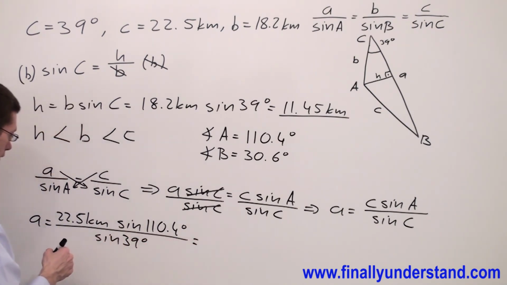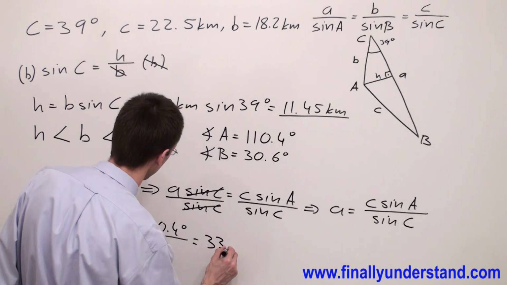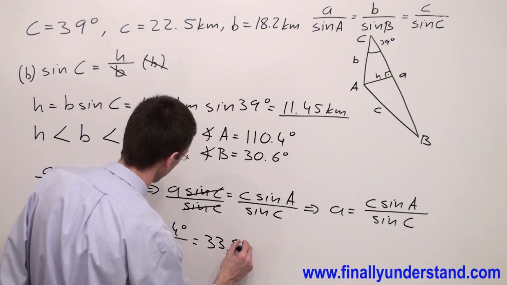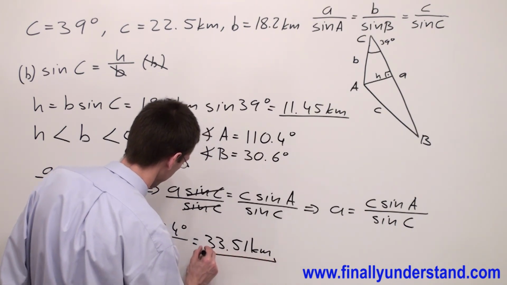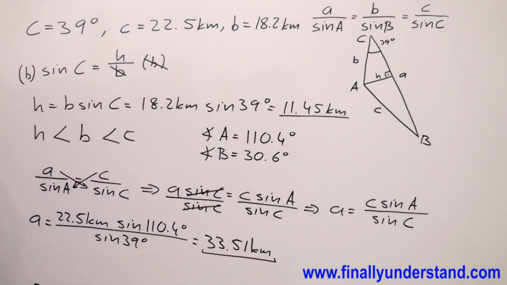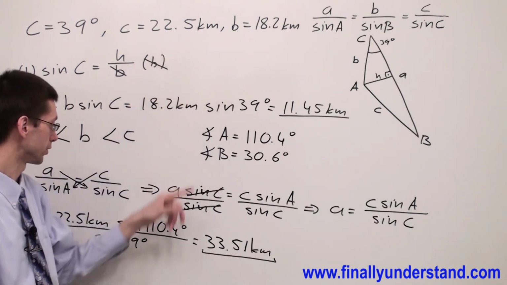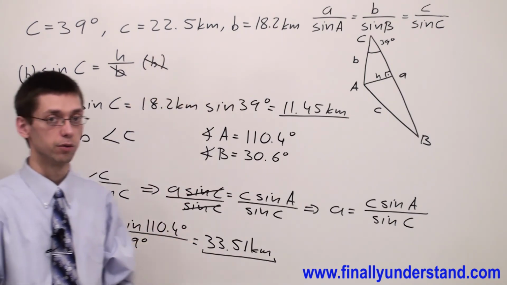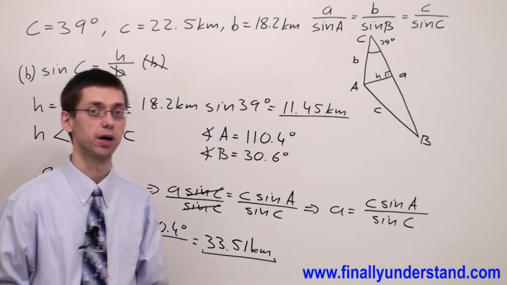Again, use the calculator and do everything in one shot. You're supposed to get the value 33.51 kilometers. So we have three angles, we have three sides, and we said that the problem has only one solution. So basically we can say that the problem is solved.